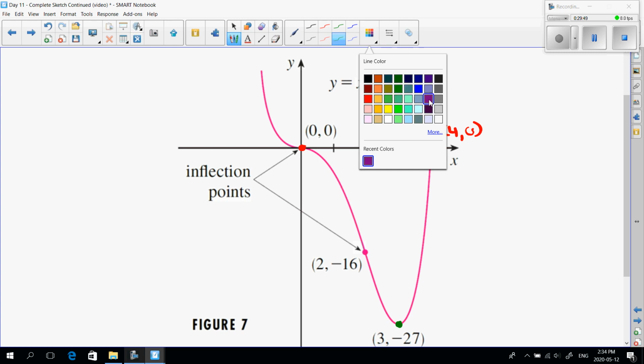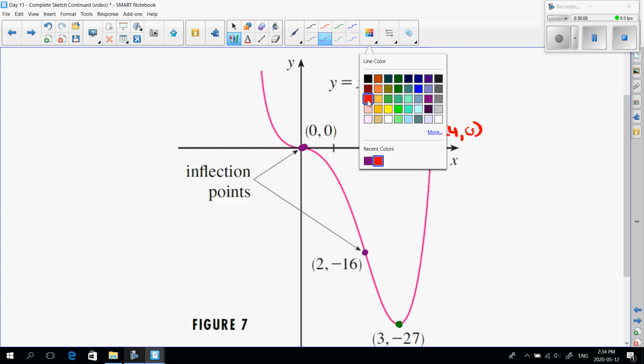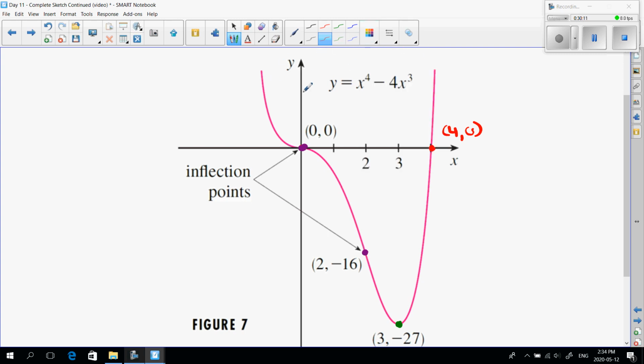And then I would place my inflection points. There was an inflection point at 0, 0, and one at 2, negative 16. So again, picture it without the pink line drawn. Okay, but then we can use our intervals of increase and decrease. Now, I knew that this function was decreasing from negative infinity to 0, and then from 0 to 3. That means the y values are getting smaller, all right?